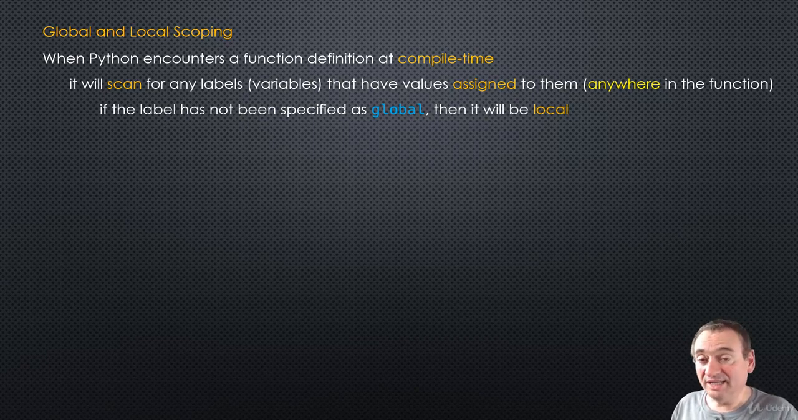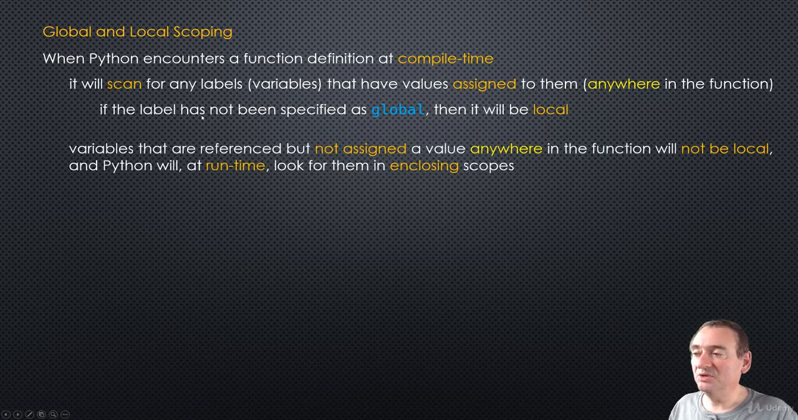Now, remember, it doesn't create the variables yet, it doesn't create the namespace, it doesn't create the scope because we haven't called the function. But it basically puts aside saying, these are going to be local, these are going to be global. Right? So variables that are referenced but not assigned a value anywhere in the function will not be local. So if you say print true, it's not going to say, oh, true has to be a local variable. It's going to say, no, it's not local. You're not assigning a value to it, right? And you didn't declare it as global, so it's not local. I don't know what it is, but it's not local.